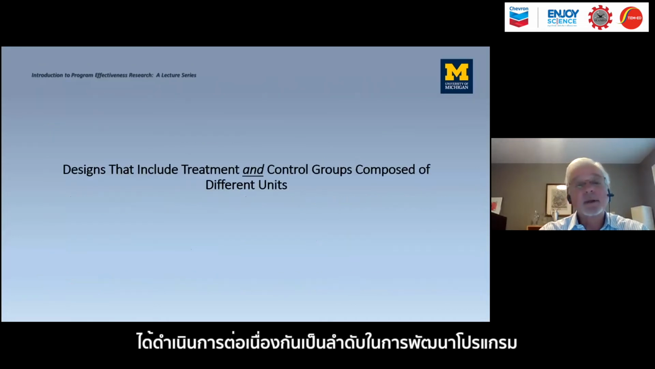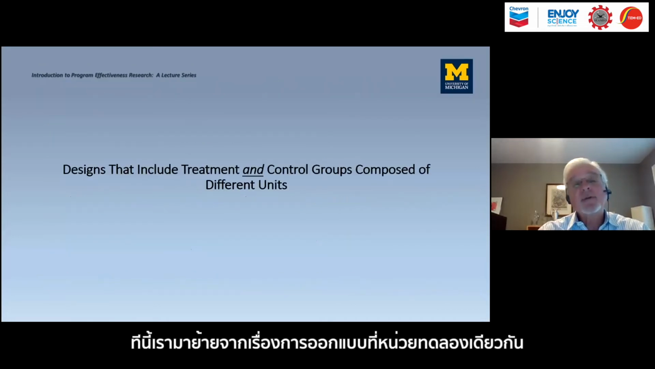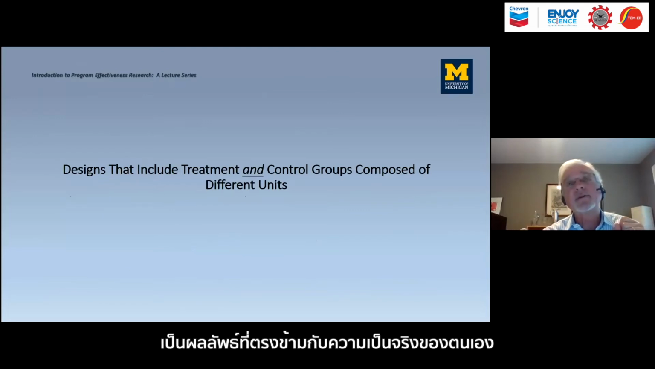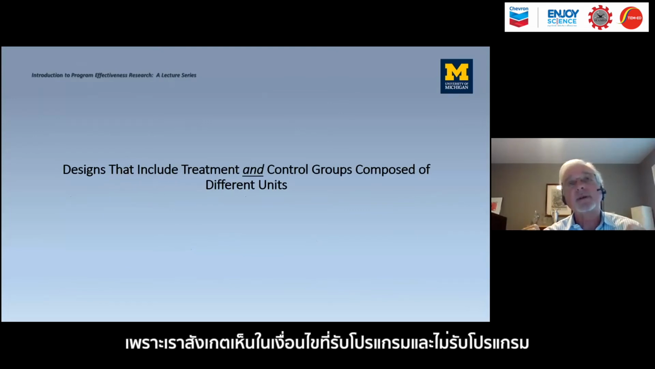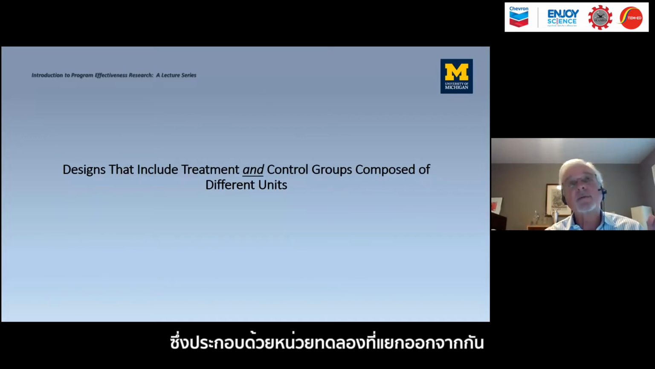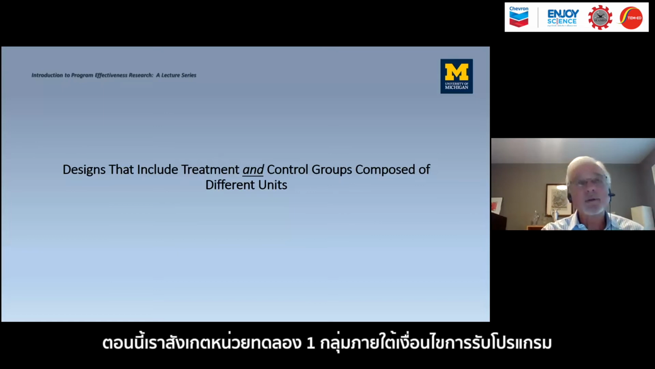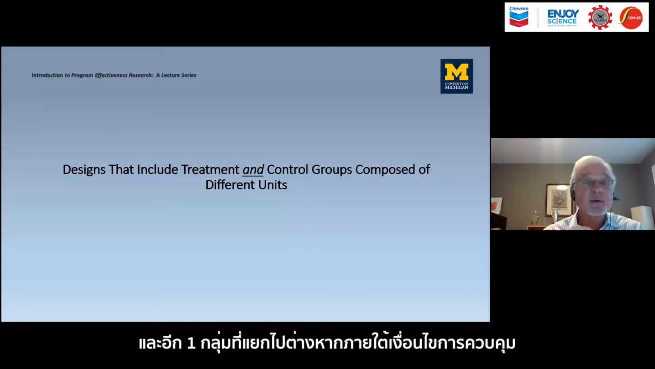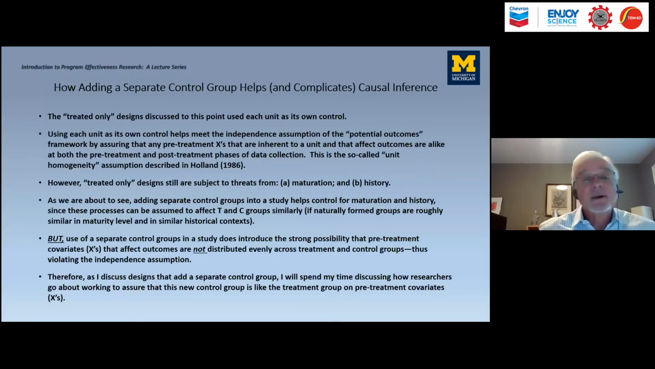So now let's move away from designs in which the same unit serves as its own counterfactual because we observe it in treated and untreated conditions, to designs that create treatment and control groups composed of separate units. So now we observe one group of units under a treatment condition and another separate group of units under a control condition.